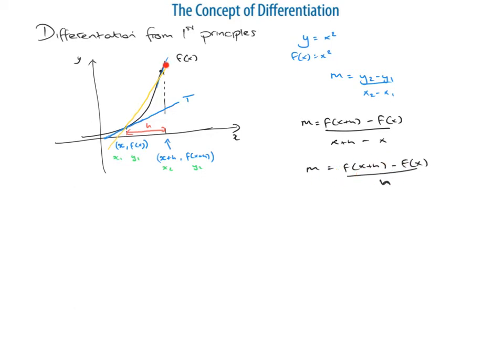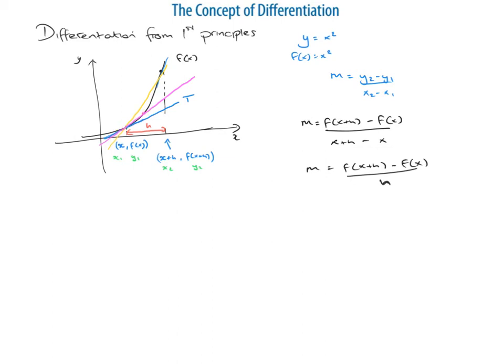Now I can make this better by reducing this h, i.e. making the h a bit smaller. So instead of going from here to here, perhaps I could go from here to here. Okay, so let's do that. So we've got that there, I'll do it in purple. And you can see now if I do this purple line, it's better than the yellow line, but it's still not close enough to the tangent.